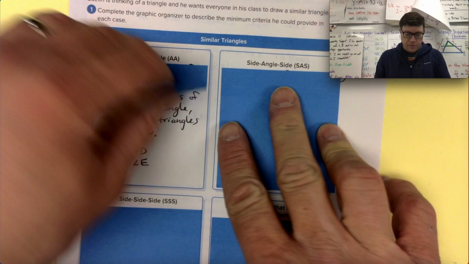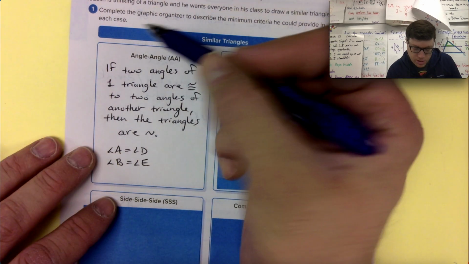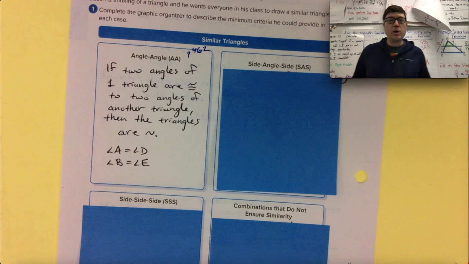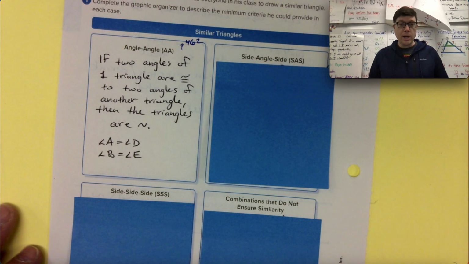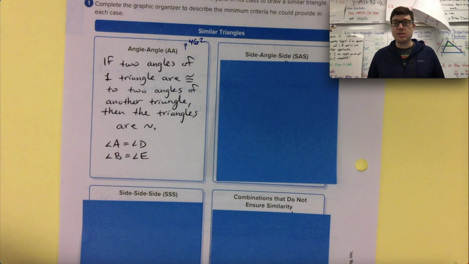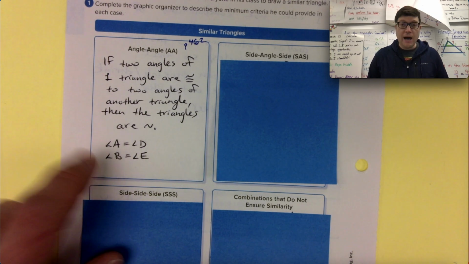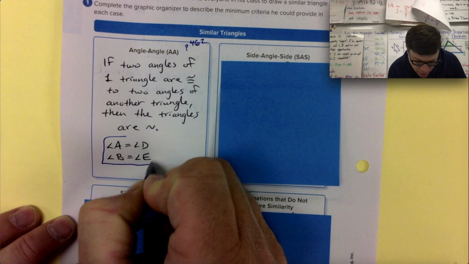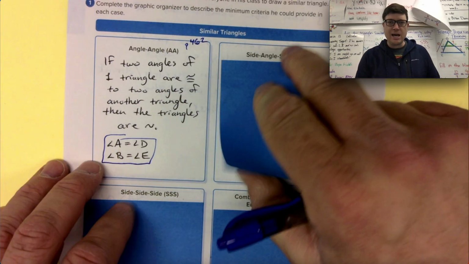Angle similarity was the first one that we talked about. It was on page 462, and it says that if two angles of one triangle are congruent to two angles of another triangle, then the triangles are similar. Because of that fact, you have to show two pairs of congruent angles. There must be that evidence.